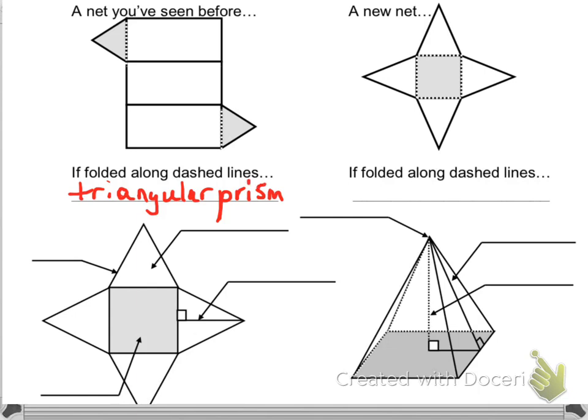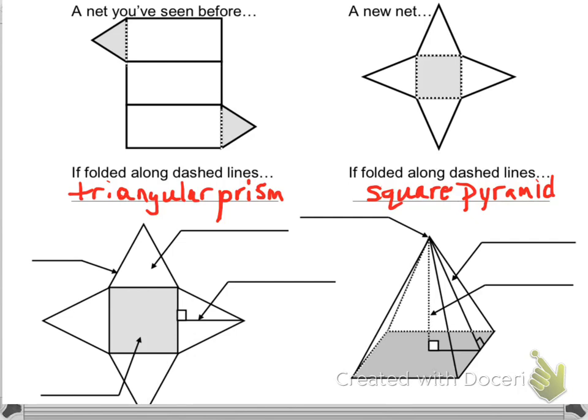And then the new net next to it to the right, if you fold it against the dashed lines, we are looking at what we call a square pyramid. And pyramids get their names from their bases. Okay, down below it, we are looking at identifying the parts of a net of a pyramid.